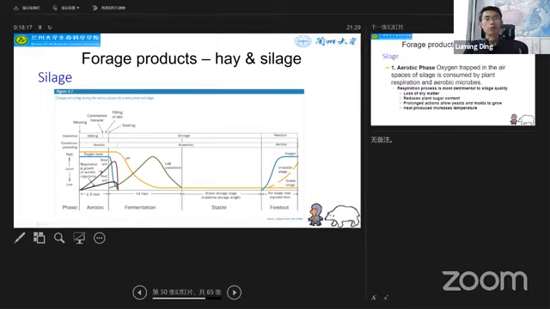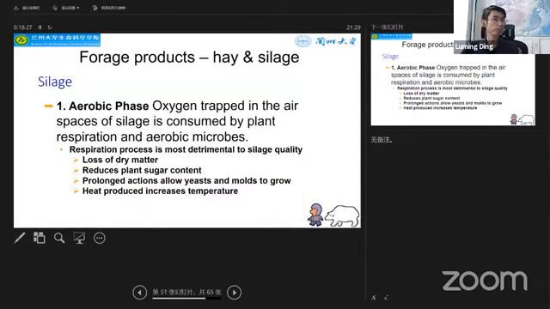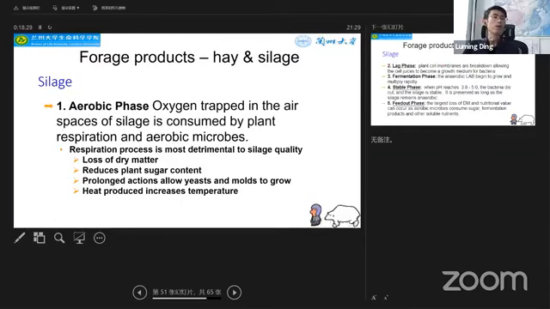When feeding out, the oxygen can re-enter and there is a second fermentation. Therefore, there are some losses of silage. So the first stage, the aerobic phase, oxygen trapped in the air is consumed by plant respiration and aerobic microbes. The respiration process is most detrimental to silage quality.